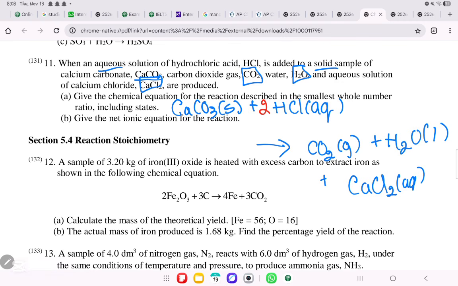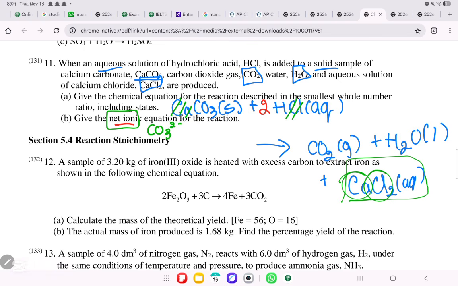Now they want the net ionic equation of the reaction. Now what does this mean, net ionic equation? Whenever they say net ionic equation, I will look at my product. I will see anything that's aqueous. If I have anything aqueous, I will ignore every single thing there. This means I will ignore Ca and I will ignore Cl2. So now I'm left with what? I'm left with CO3, 2 minus.